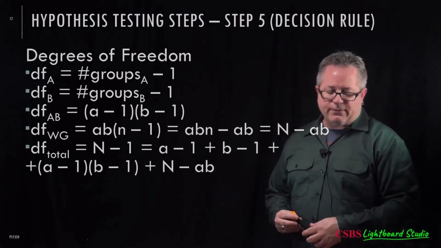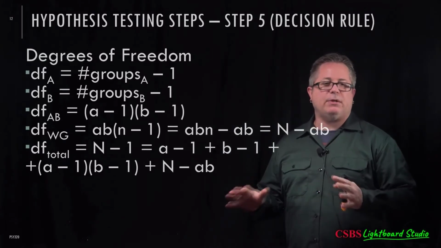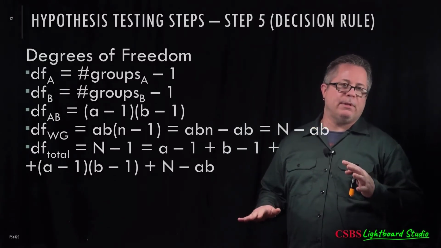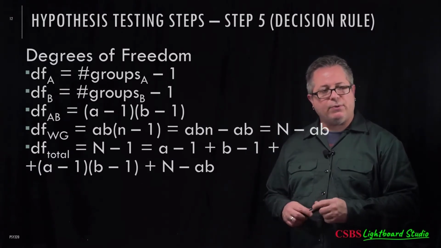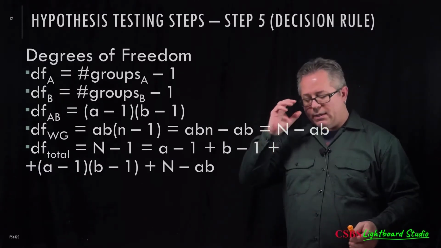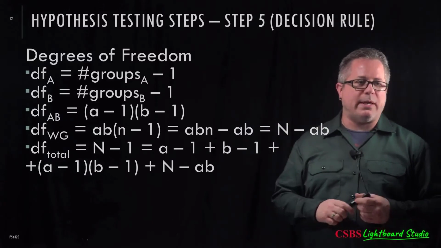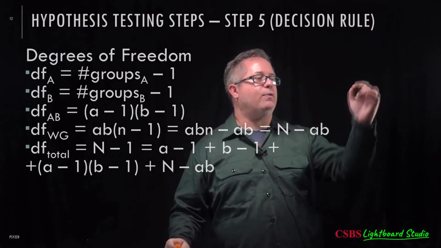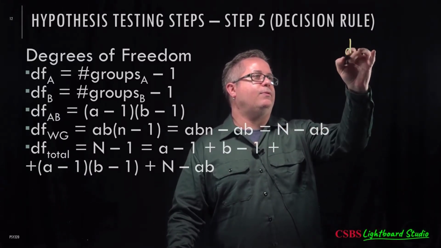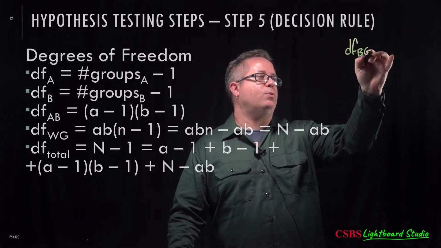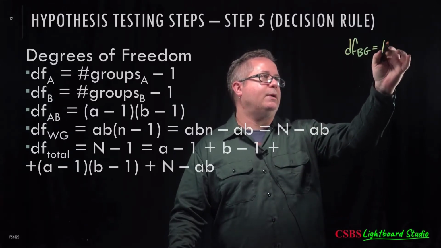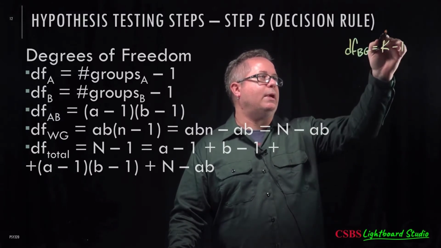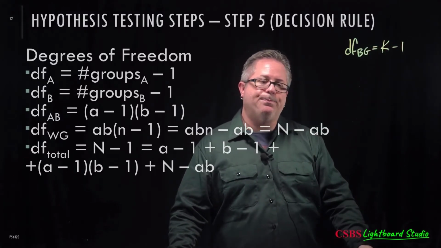So let's talk about step 5. So step 5 is where we've got to deal with degrees of freedom, and we've got to deal with our decision rule. So the first part of that, let's look at the degrees of freedom. If you remember in a one-way ANOVA, the degrees of freedom between groups in a one-way ANOVA was simply k minus 1, where k was the number of groups.